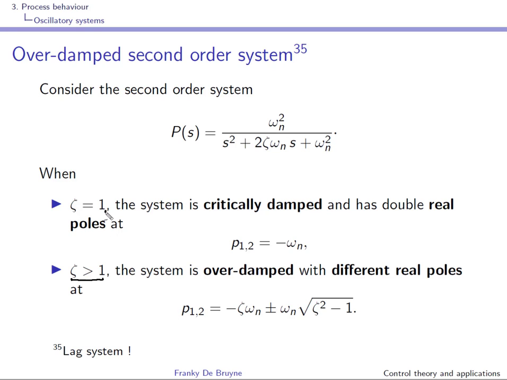If zeta is equal to 1, then the system is critically damped and we have a double real pole. So we have P of s is equal to omega n squared over (s plus omega n) squared, and if you take the inverse Laplace transform, this yields an impulse response that is omega n squared t exponential of minus omega n t, right? So we have this special mode here because of the double real pole.